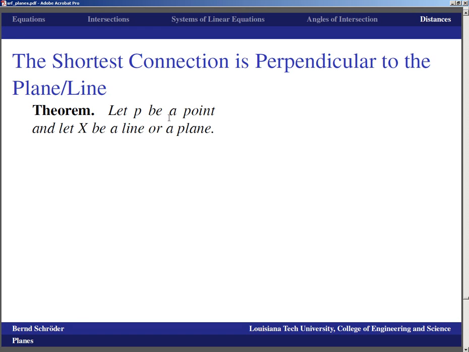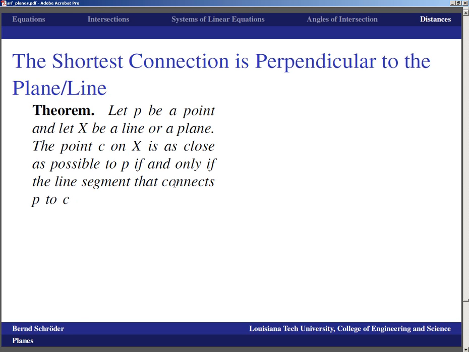So, theorem: if P is a point and X is a line or a plane, then the point C on X is as close as possible to P if and only if the line segment that connects P to this point C intersects X at a right angle, so it's perpendicular to X. How do we know that? Well, let's look at our object X, and remember that this could be a line, but it could also be a plane that is viewed edge on.